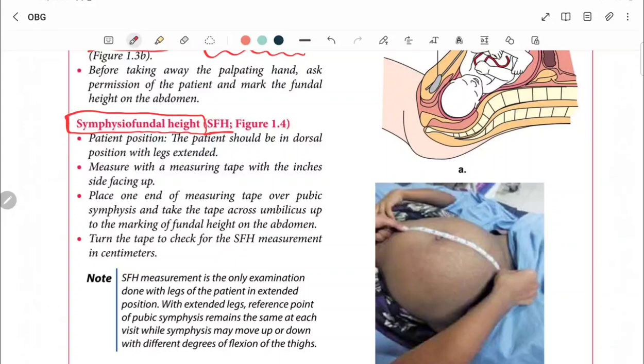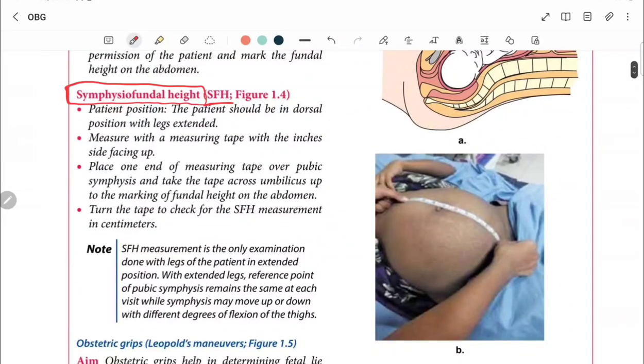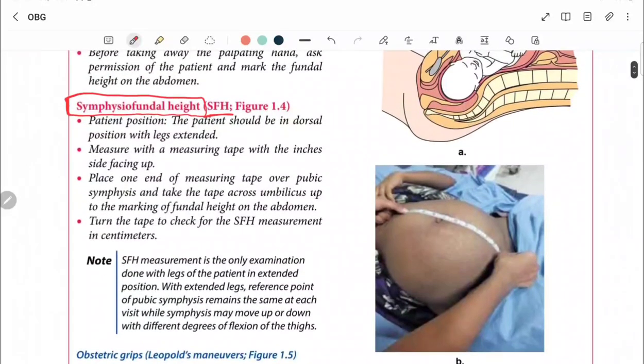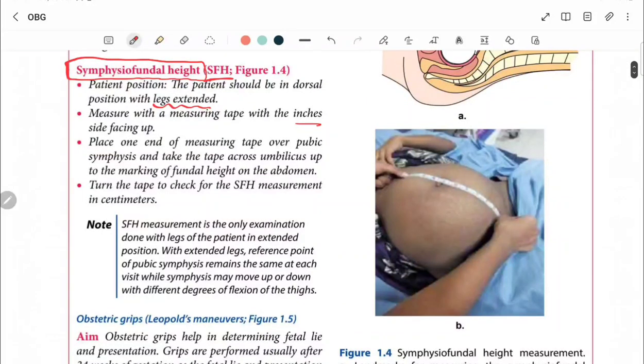So what is symphysiofundal height? First, positioning the patient. The patient should be in dorsal position with legs extended. The legs must be extended for measuring the symphysiofundal height. Measure with a measuring tape with the inches side facing up, and place one end of the measuring tape over the pubic symphysis and take the tape across the umbilicus up to the marking of the fundal height of the abdomen.